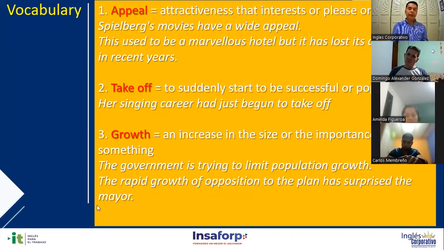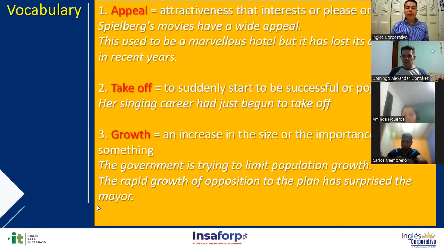Yes, mister. Appeal: attractiveness that interests or pleases or stimulates. Example: Spielberg movies have a wide appeal. What is the meaning of wide? Wide is very big.